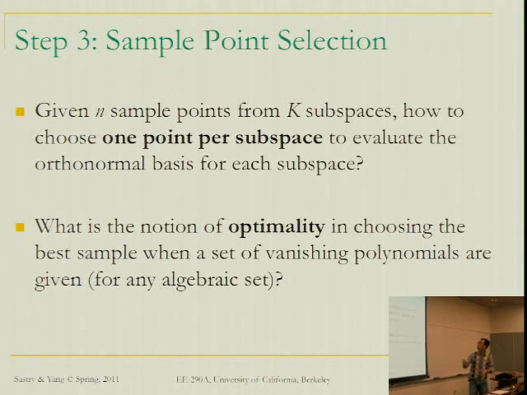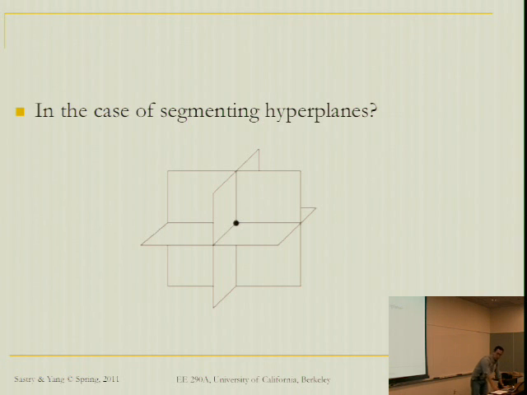So what we are looking for the optimality is to choose best sample. Okay, so this is the question actually. The question is, what's the notion of optimality in choosing the best sample when the set of vanishing polynomials are given? Okay. So let's again start with a simple case that everybody probably can work with. So let me give you a set of hyperplanes. Can you derive a single strategy to give me 1 point per subspace? They are all hyperplanes.